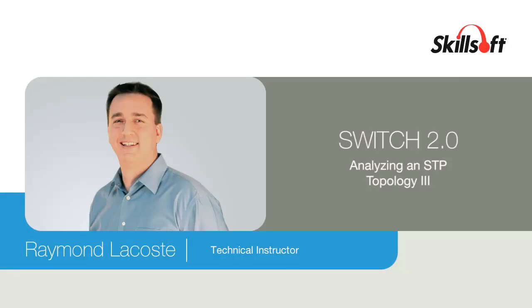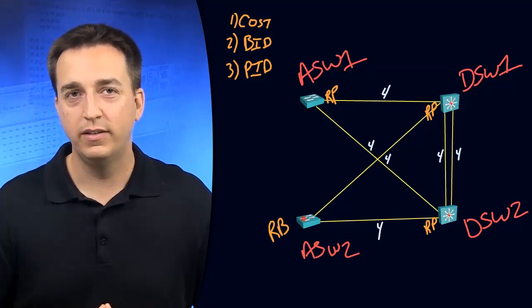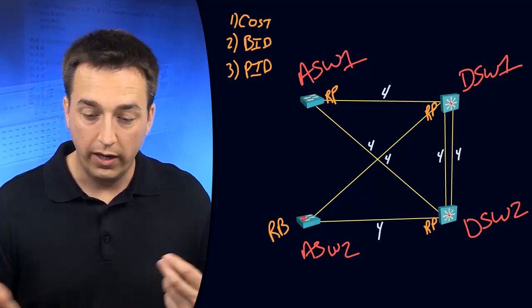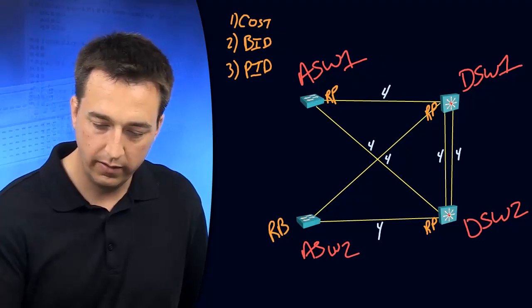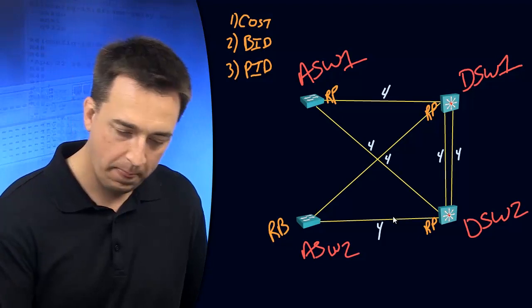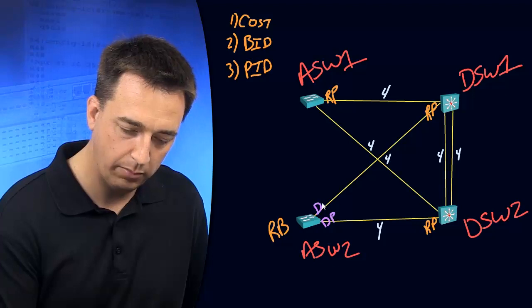So we found all the root ports. Now we have to look at the designated ports. Identify them. Well, always remember that when it comes to designated ports, the root bridge always has designated ports. So we label that.